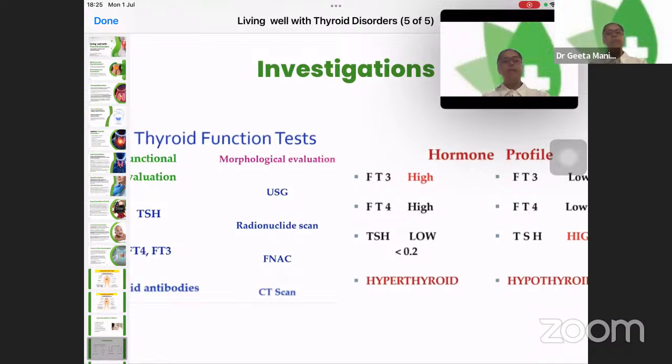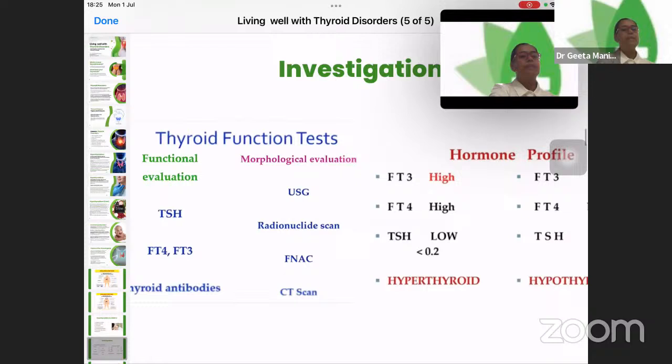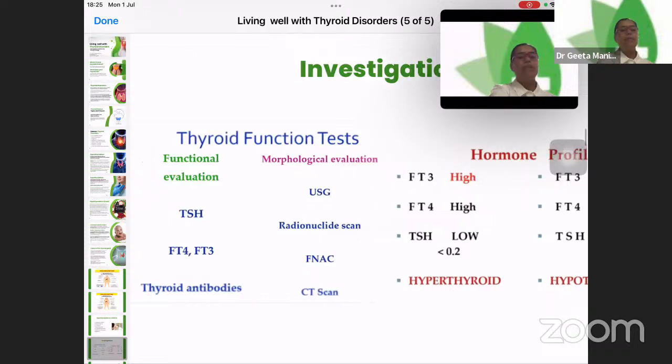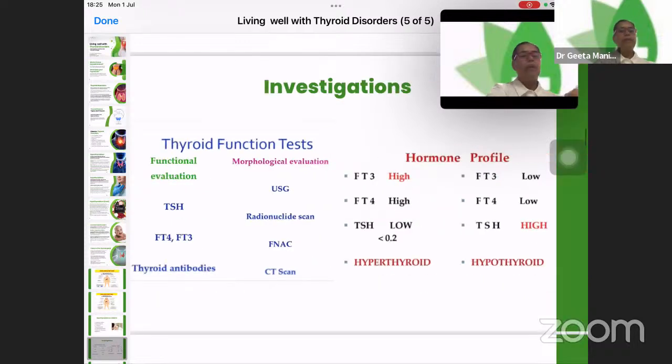Investigations. What are the basic investigations to see whether your thyroid is normal or euthyroid? The normal thyroid is called euthyroid. If it is increased, it's hyperthyroid. If it is decreased, it's called hypothyroid. The functional evaluation can be done by looking at the TSH, T3, T4, or the free T3 and free T4, and the thyroid antibodies, which is really important. Morphological evaluation can be done by ultrasound scan or radionuclide scan and FNAC, fine needle aspiration cytology, or a CT scan.